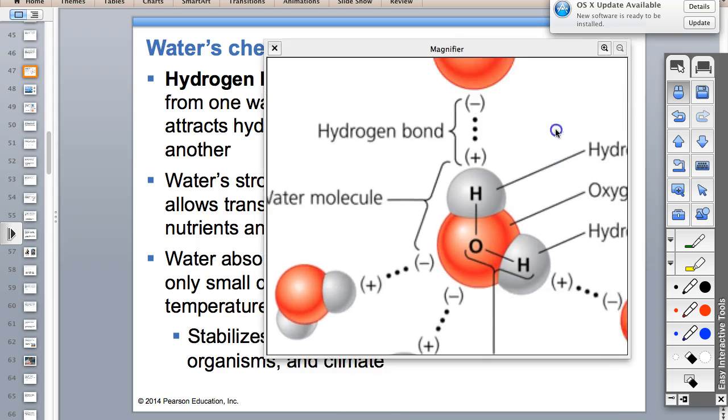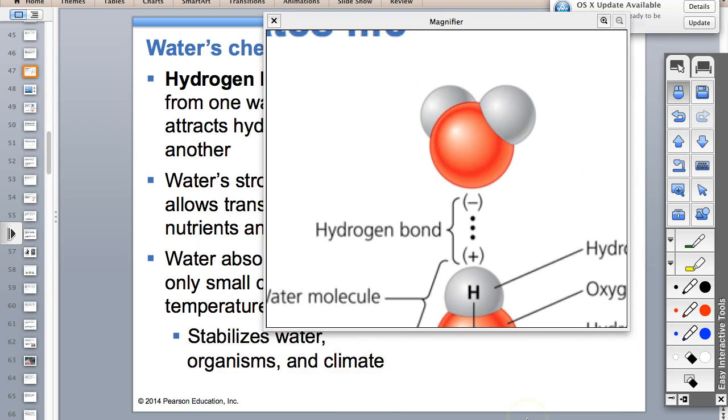So water looks like Mickey Mouse. Did you know water looked like Mickey Mouse? Did you know that? 3 people shake their heads. Okay. So this oxygen side is a little bit negative, and the ears, the hydrogens, are a little bit positive. There's a lot more to that, but we're not in AP chemistry, so I'm on holiday.